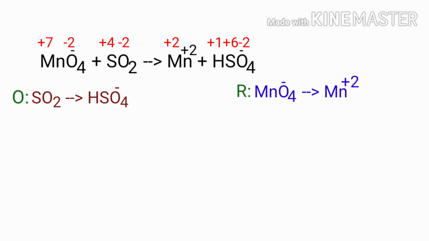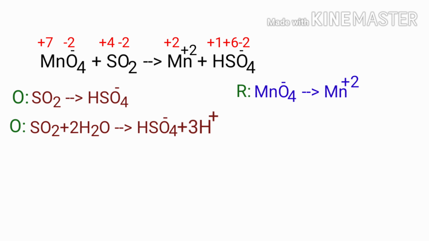Now you can balance the number of atoms in the two half reactions. In the oxidation half reaction, to balance the oxygen atoms, you can produce water molecules. Now you can balance the hydrogen atoms. To do this, you can produce H plus ions. The number of atoms in the oxidation half reaction is balanced.